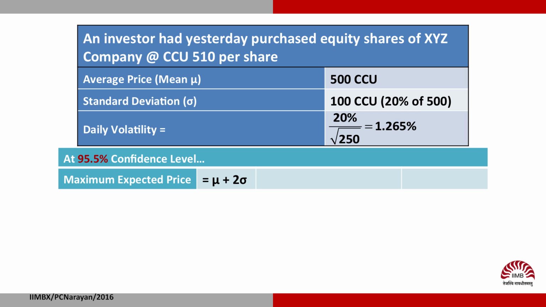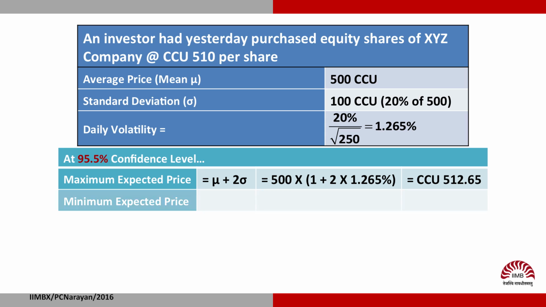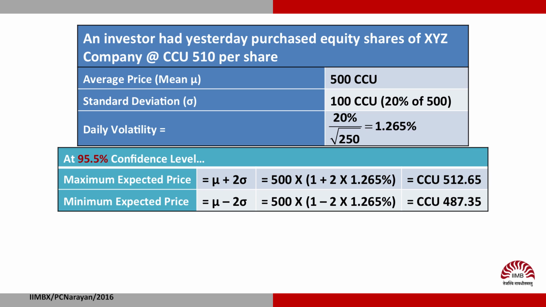That means mean plus twice the standard deviation, which would be 500 into 1 plus 2 into 1.265%, which is CCU 512.65. And the minimum expected price on the following day would be mu minus 2 sigma, which is 500 into 1 minus 2 into 1.265%, which is CCU 487.35.